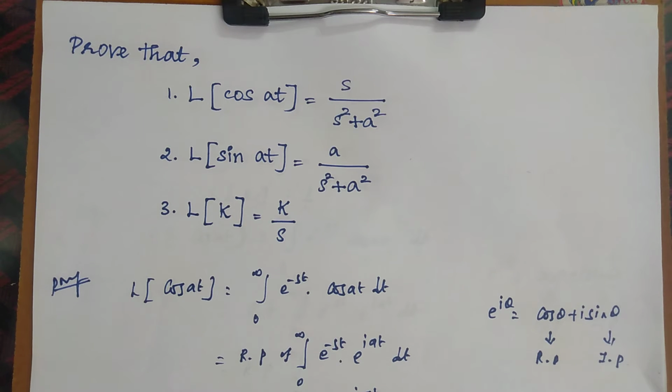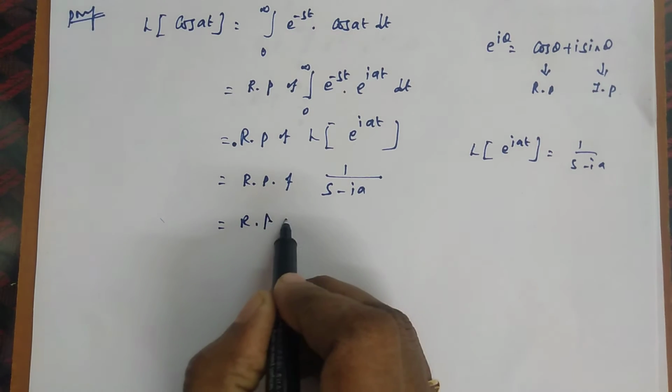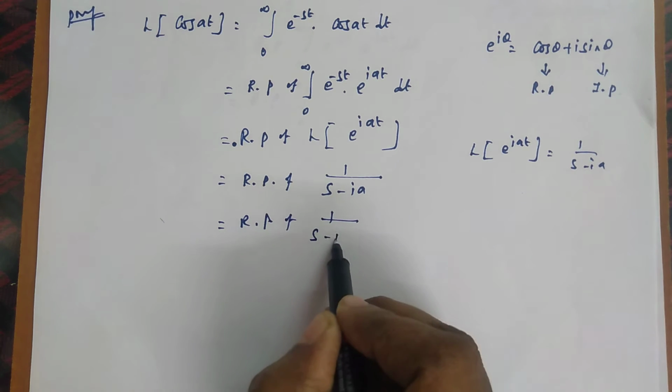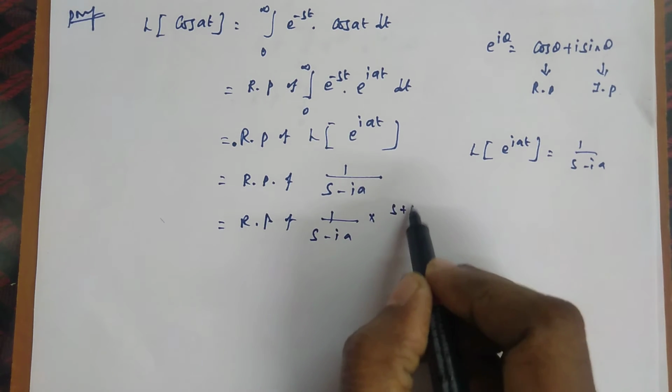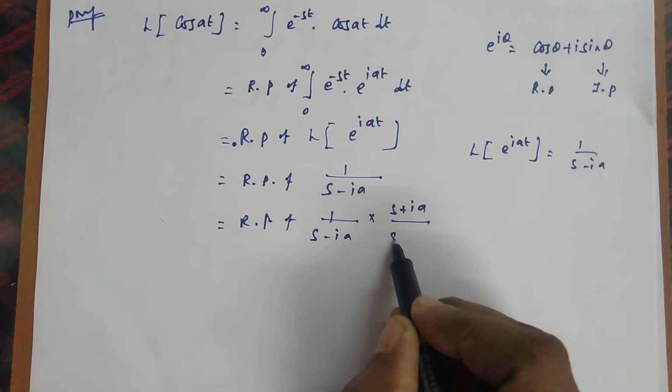So s minus ia. In this case, always if we have terms like this in the denominator, what we used to do is multiply and divide by the conjugate. Here we have applied the result of L of e power iat, which is 1 by s minus ia. So the real part of 1 by s minus ia, multiplying and dividing by the conjugate. The conjugate of s minus ia is s plus ia.